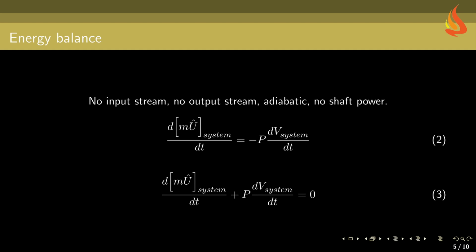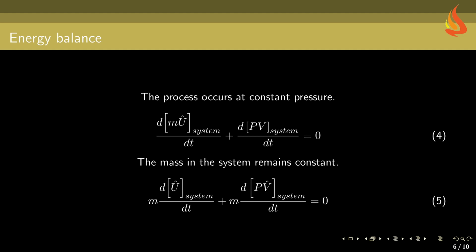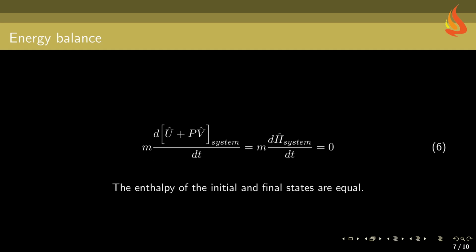We now transfer the PdV term to the left-hand side of the equation, as shown in equation 3. We now remember that the process happens at constant pressure. Therefore, the pressure can be placed inside the differential without changing the equation. The fact that the mass also remains constant allows us to write equation 5, in which we took the mass outside the derivatives and used the specific internal energy and the specific volume. As written in equation 6, it's possible to identify the term U plus PV, which is equal to the enthalpy. The conclusion is that the enthalpies of the initial and final states are equal.